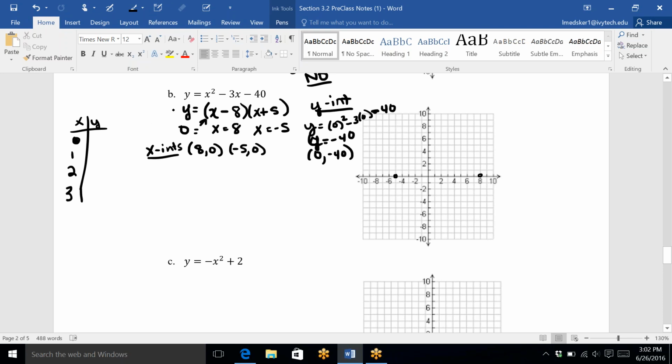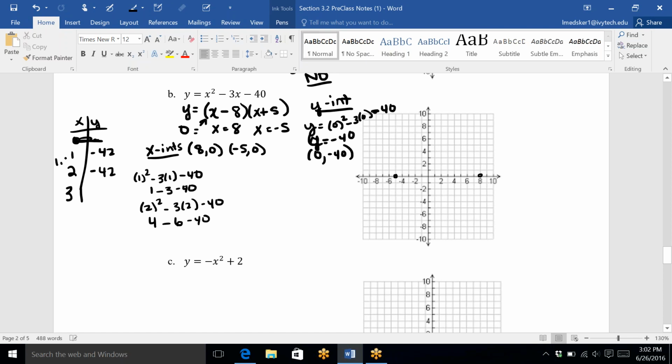Okay, so if we plug in 1, 1 squared is 1. So I'm just plugging it into the equation. So 1 squared is 1 minus 3 times 1. So that's 1 minus 3 minus 40. That is -43, and that'd be -42. Okay, let's try 2. 2 squared minus 3 times 2 minus 40. Let's see. That would be 4 minus 6 minus 40. That is also -42. And that tells me something right there.